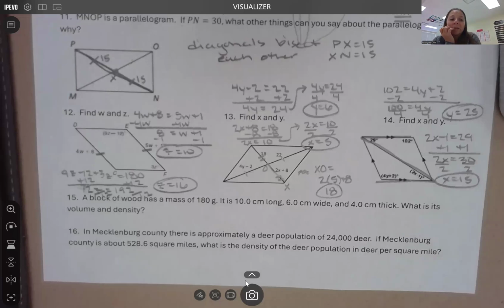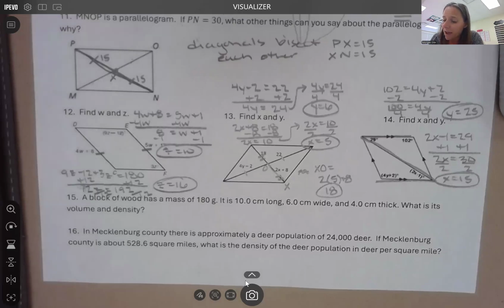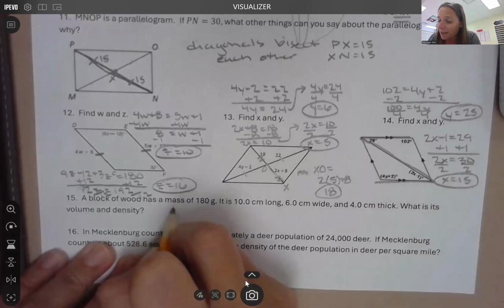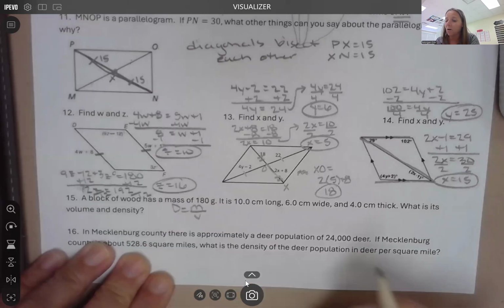All right, a couple more. Okay, going back to density now. Number 15: a block of wood has a mass of 180 grams. It is 10 centimeters long, 6 centimeters wide, and 4 centimeters thick. What is its density? Block of wood, we're going to say this is a rectangular prism, and they give you this. Now, remember, density is mass over volume. I have the mass, which is 180. I don't have the volume yet.